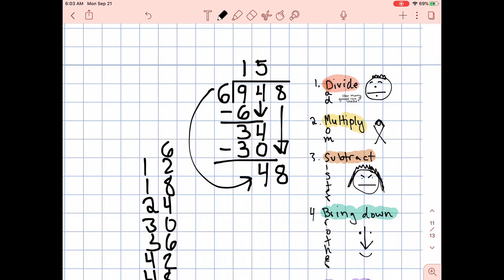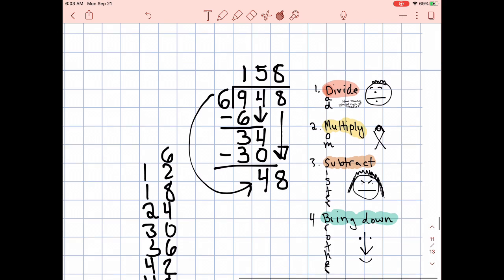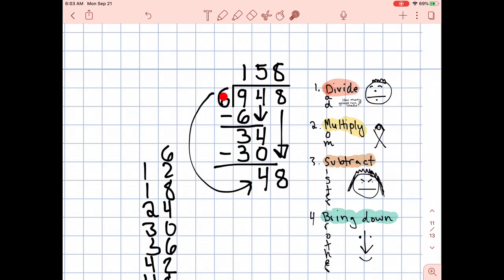48 divided by 6 is 8. There we go. Step 2, multiply. What is 6 times 8? 6 times 8 is 48. I just solved that, didn't I? Okay, so I divided all of those up. That's what that means. Now I do step 3, which is subtract.